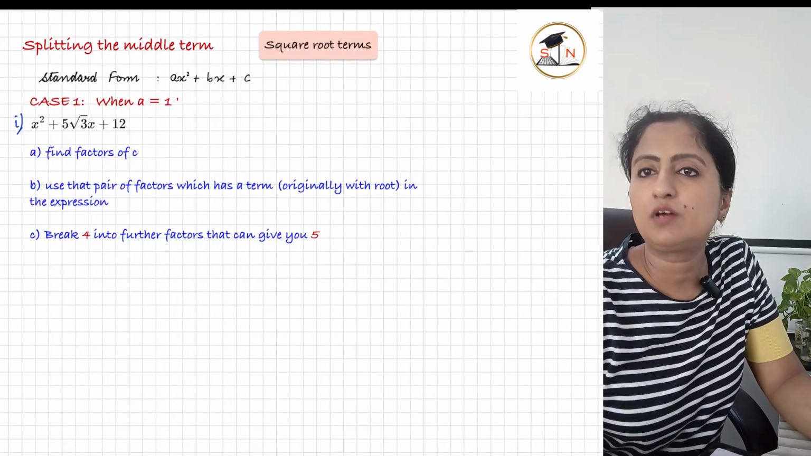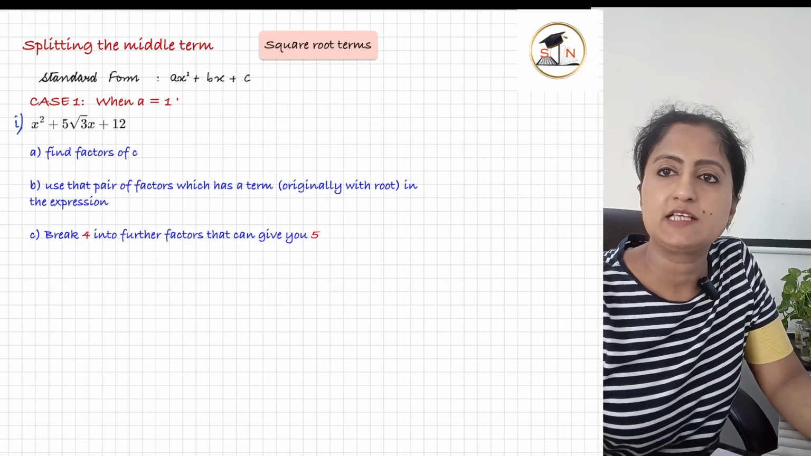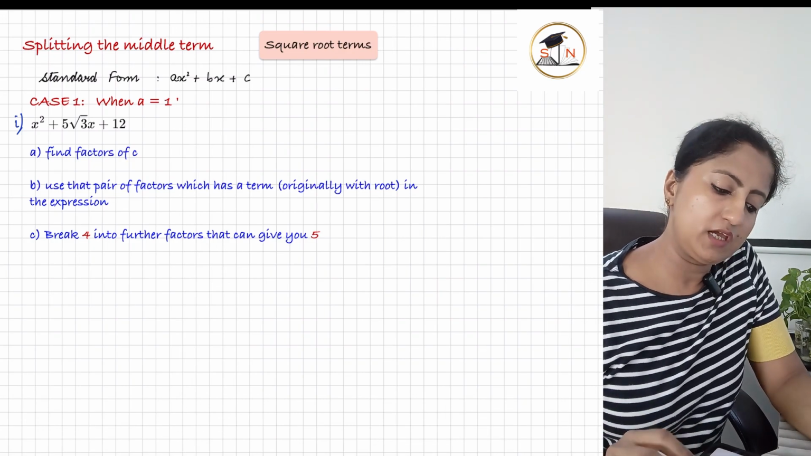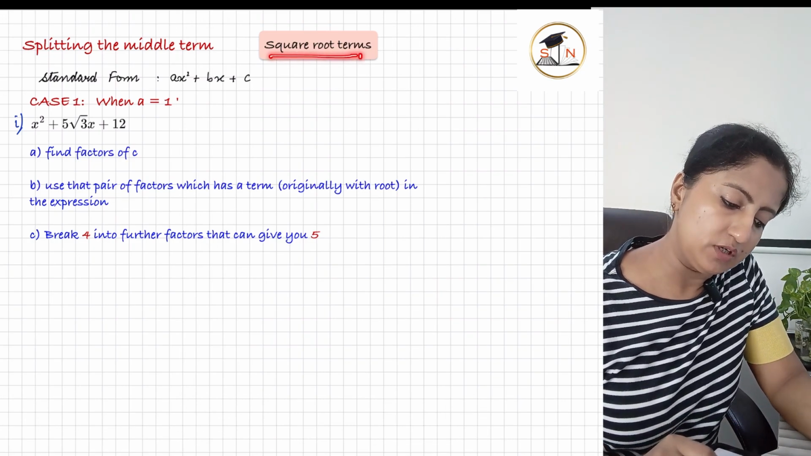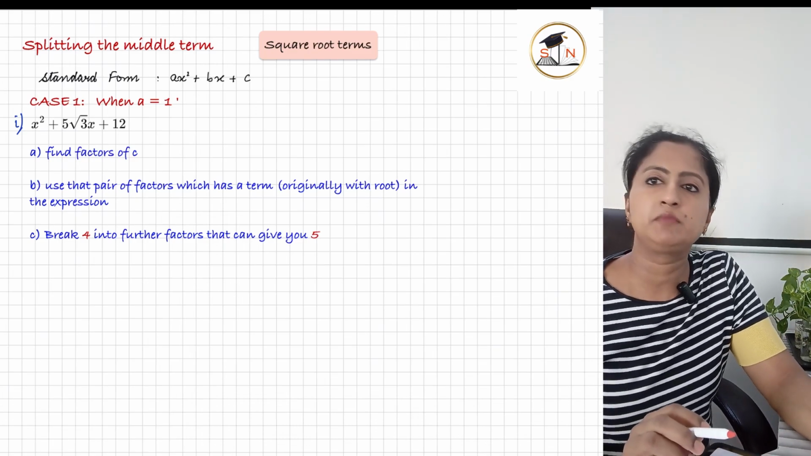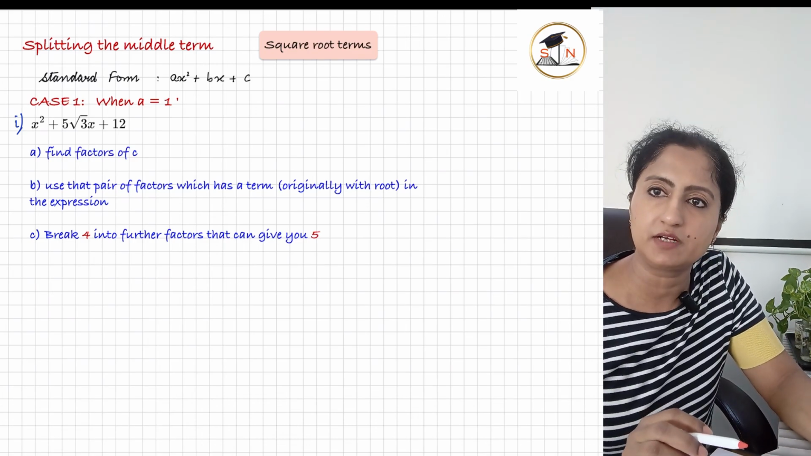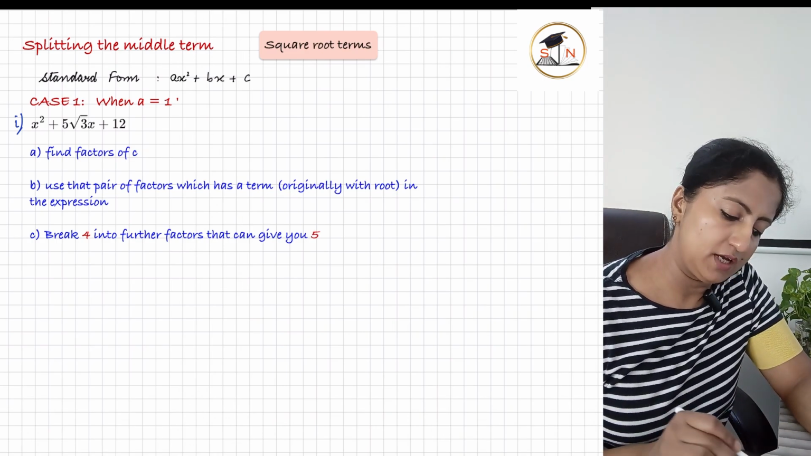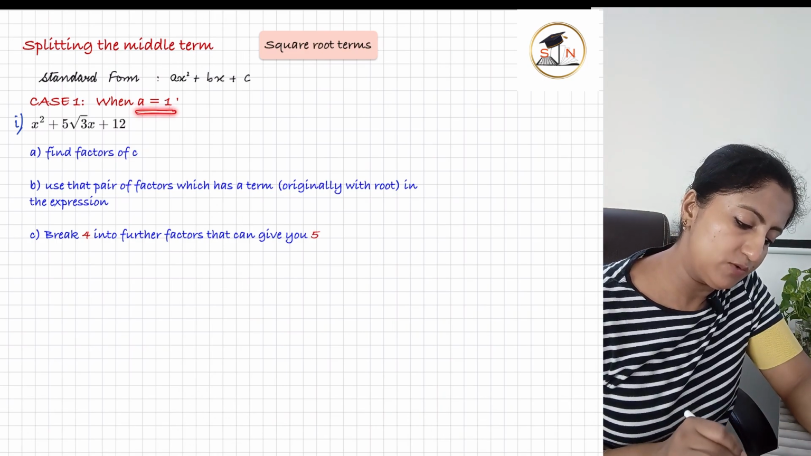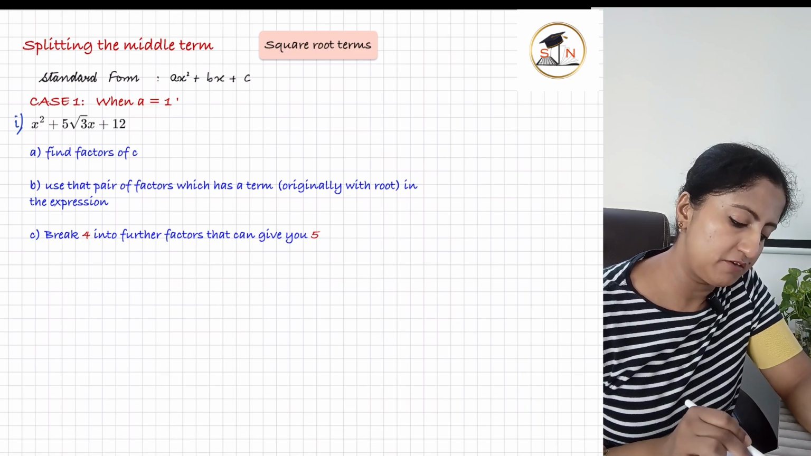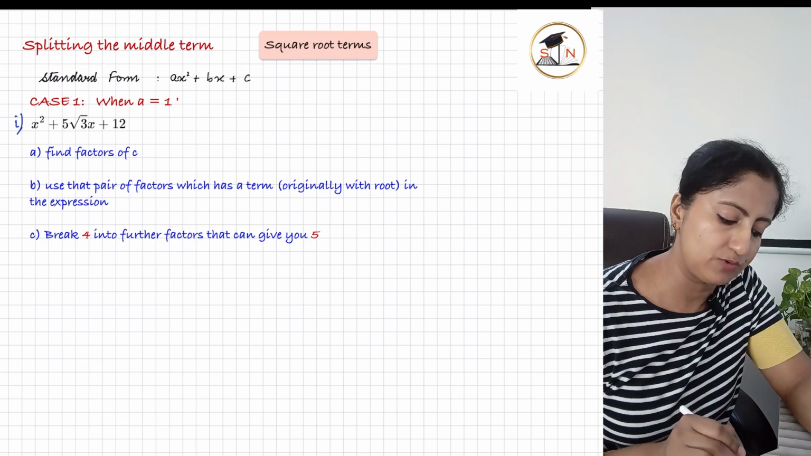In this video, we are going to continue splitting the middle term as we had learned in part 1 in the previous video. Over here, we will be dealing with square root terms, because splitting the square root terms is considered to be one of the challenging factorization questions. Now it is case 1 again, when we have a equals 1.